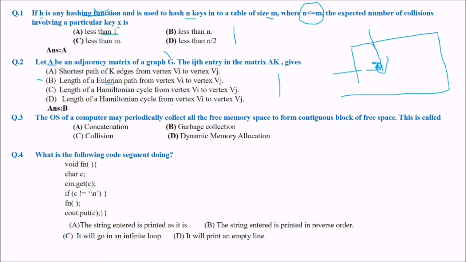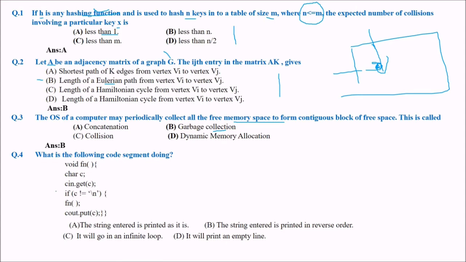Then, the OS, operating system of a computer, may periodically collect all the free memory space to form a contiguous block of free space. This is called what? Is it garbage collection or any other thing? The answer is garbage collection. So periodically combining and trying to make use of the free memory space is garbage collection.